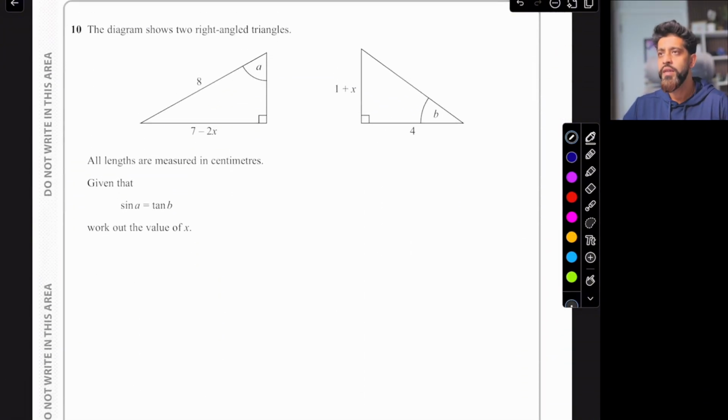Question number 10. The diagram shows 2 right-angled triangles. All lengths are measured in centimeters. So given that sine A is equal to tan B, work out the value of x. Right, so this is a trig question. Why do we know this? Because it uses angles.